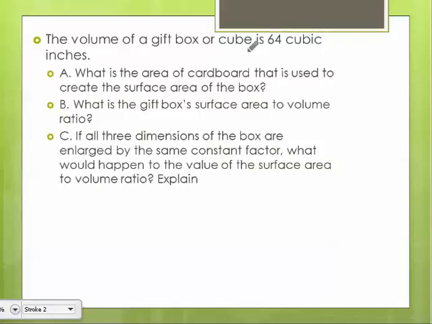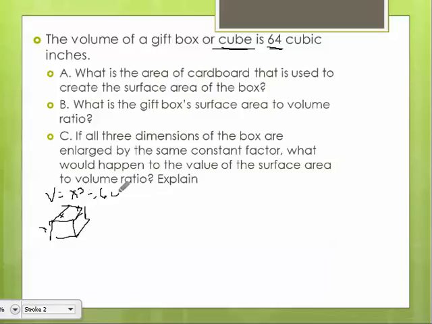Okay? This one is a word problem that you could see sometimes. It says the volume of a gift box is 64 cubic inches. Well, if it's a cube, that means all the dimensions are the same, right? So I've got x, x, and the depth here is x, like that. So all three of them are x. So what would be my volume? Volume is going to wind up being x cubed.